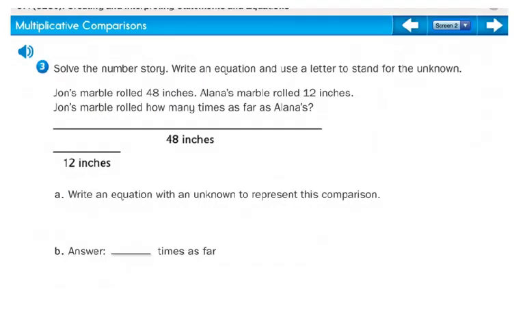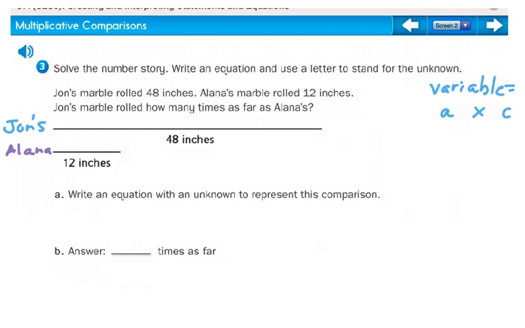Moving on to number 3, solve the number story. Write an equation and use a letter to stand for the unknown. We call this a variable. We use lowercase letters like A, or we might use X, or we might use C. They're lowercase and they're meant to represent what we're trying to solve for. So John's marble rolled 48 inches. So this is John's path. Alana's rolled 12 inches. This represents Alana's.